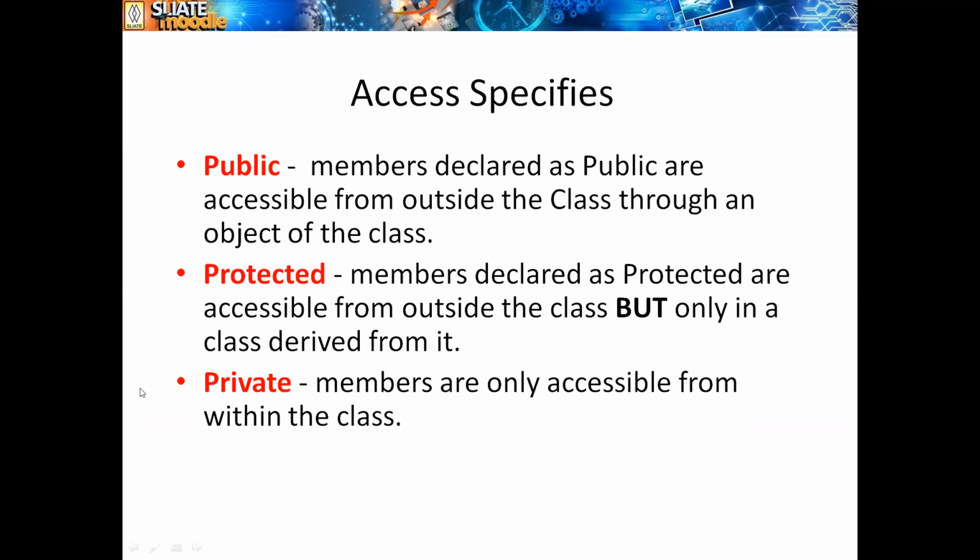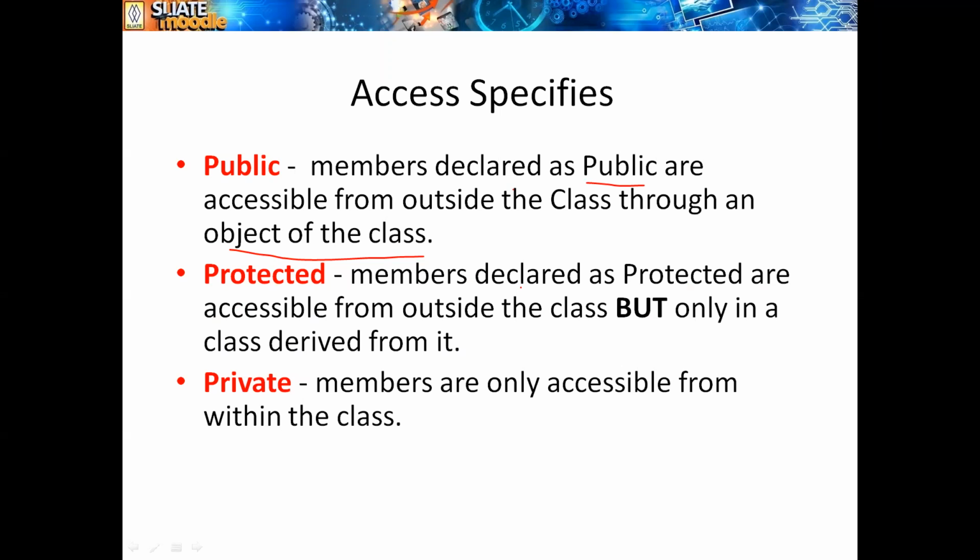Access specifiers: public, protected, and private. Public members are accessible from outside the class through an object of the class. If we define members, meaning variables and methods, under public, we can access them everywhere: inside the class, outside the class, every place.